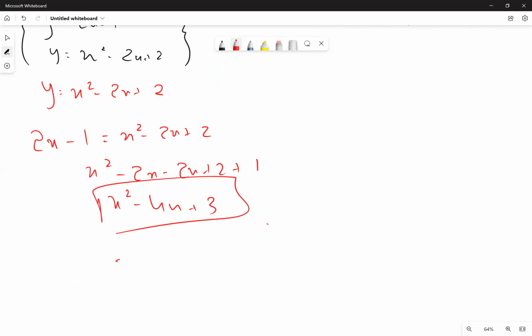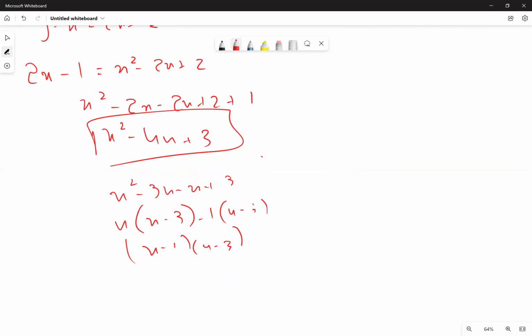3 1s are 3. X squared minus 3x minus x plus 3. X common, x minus 3, minus 1 common, x minus 3. So x minus 1 and x minus 3. X is equal to 1 and x is equal to 3. We've gotten two values of x.